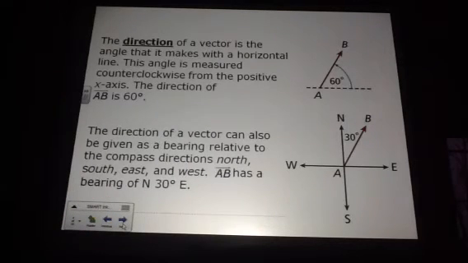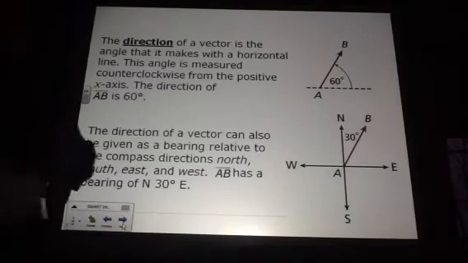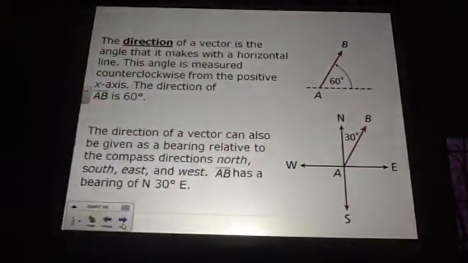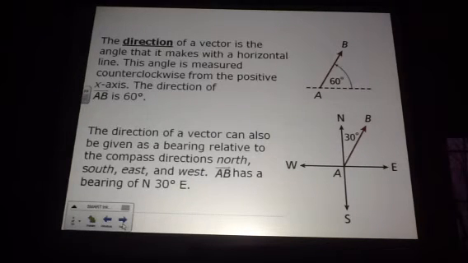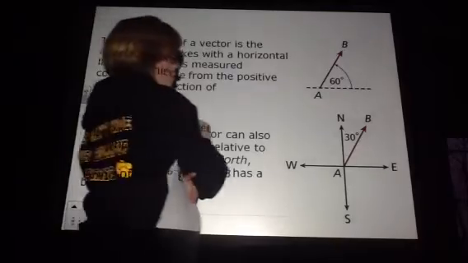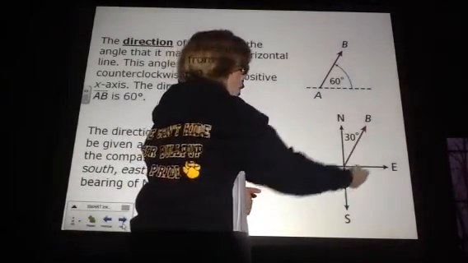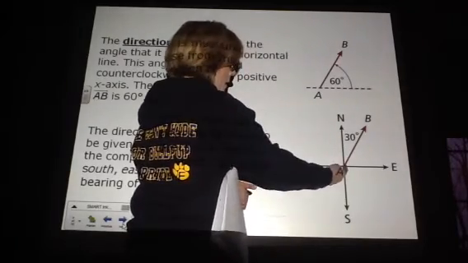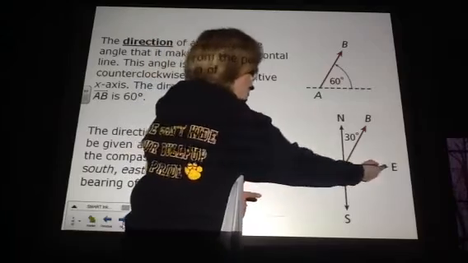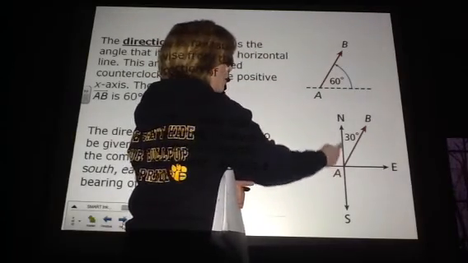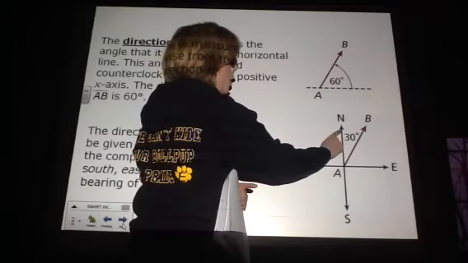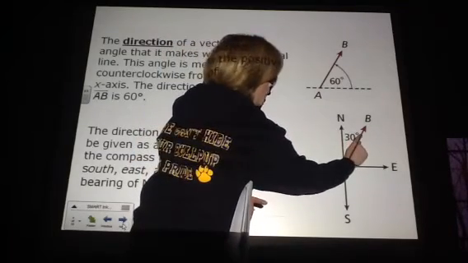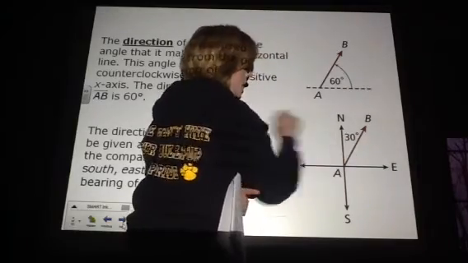The direction of a vector can also be given as a bearing relative to the compass directions north, south, east, and west. Okay, so we have vector AB right here, and it has a bearing of north 30 degrees east. Okay, so what you do is with your y-axis and x-axis, the positive y-axis is north, the negative is south. The negative x-axis is west, the positive is east, okay? So if we're going north, you want to start right here. And if you're bearing 30 degrees east, the angle is going to be from the positive y-axis.